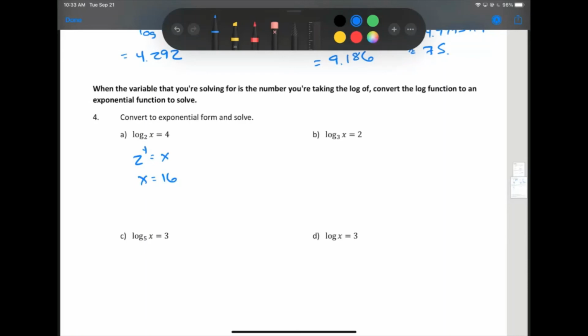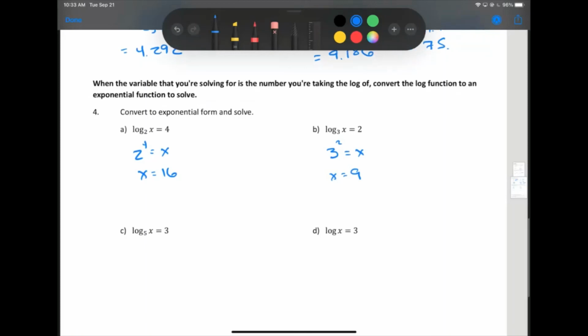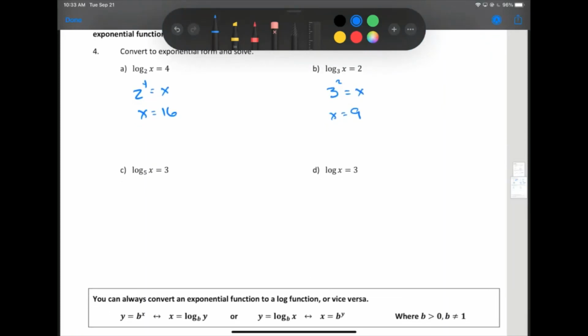This one, the base is 3, the exponent is 2, and the answer is x. X is 9. No calculator required. Log base 5 of x equals 3 just means 5 to the 3 equals x. Oops. Where it is, x equals 125. And log x equals 3. There's no base stated, so remember that that's really a base of 10. So x is going to be 1,000.